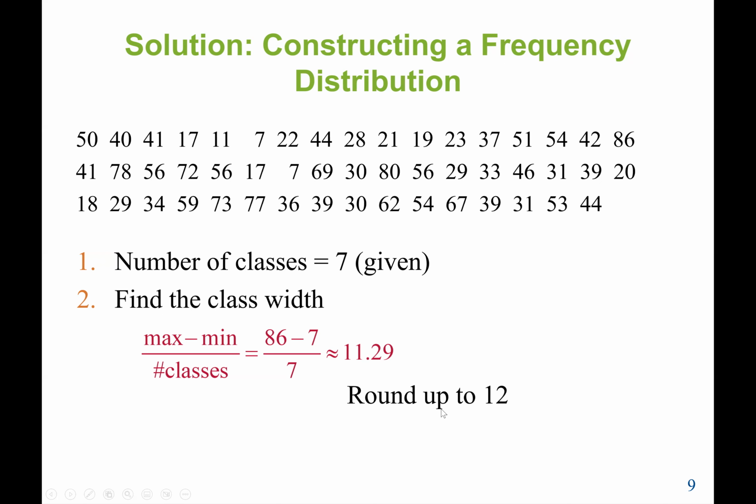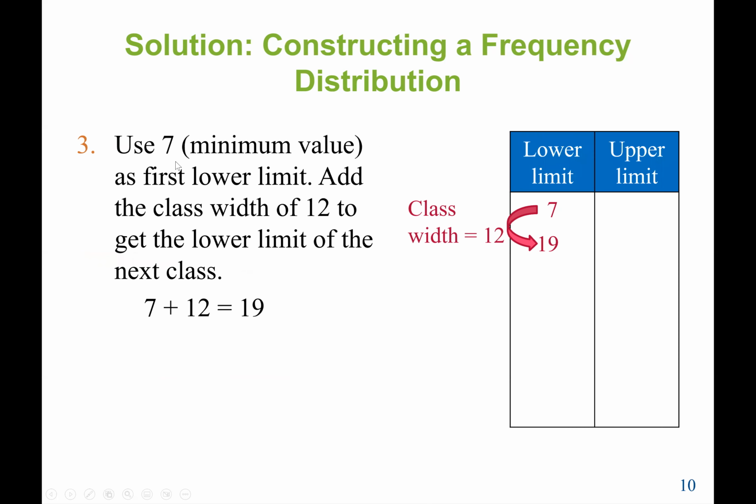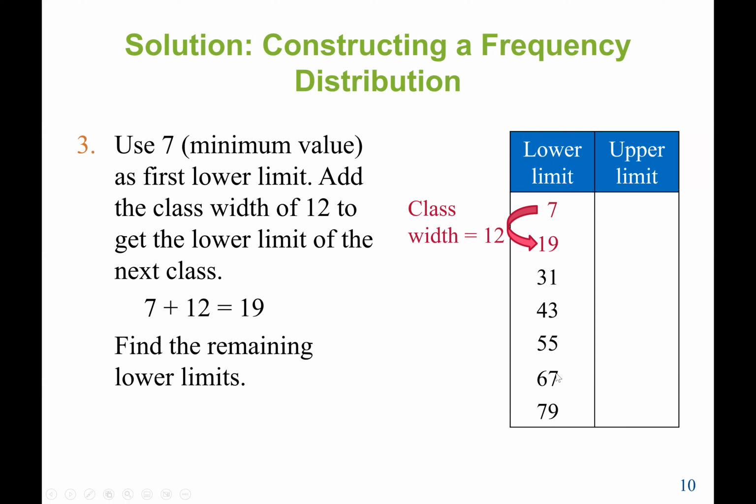If we know our class width is 12, then the next step is to use the 7, which is the minimum value, to start our lower limit. Based on the data set, 7 is the minimum value, so for the next lower limit we add the class width. We do that until we get the 7 classes. So here we get 31, 43, 55, 67. The difference between all these lower limits is 12. Now, since we know that we cannot have one value in two rows, there shouldn't be any overlap.